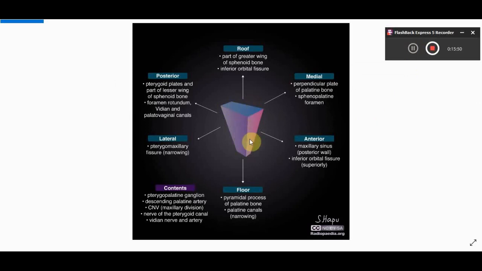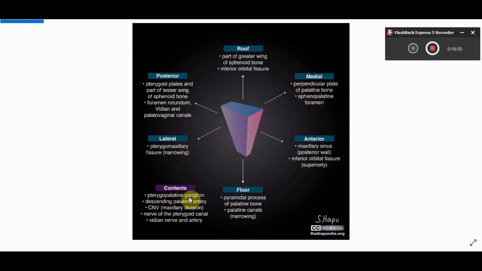This is the anterior, and anteriorly we have the posterior surface of the maxilla, and within the maxilla there is the maxillary sinus. We know the inferior orbital fissure is between the maxilla and the sphenoid, so it's somewhere over here, and we can sometimes consider it as being anterior and sometimes in the roof, so it's more of an anterosuperior location, to be honest. Posteriorly we have the pterygoid plates, and we also have the foramen rotundum. Laterally we have the pterygomaxillary fissure, and medially we have the vertical plate of the palatine bone bearing the sphenopalatine foramen.